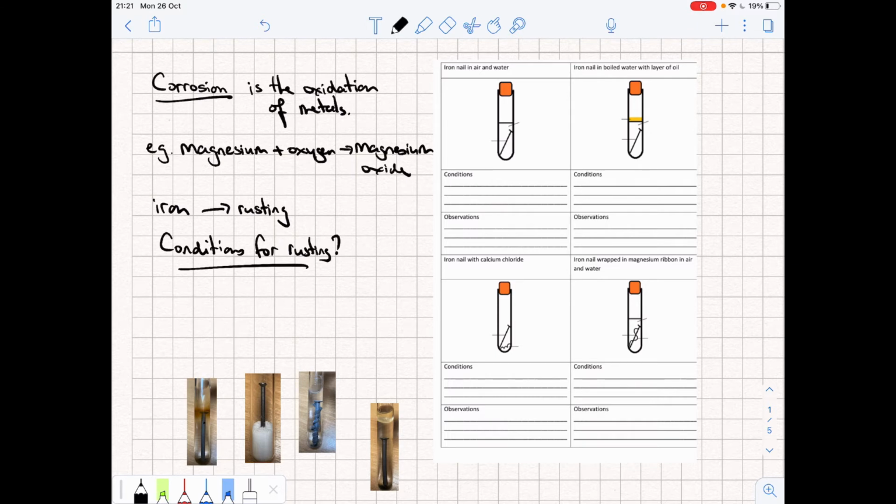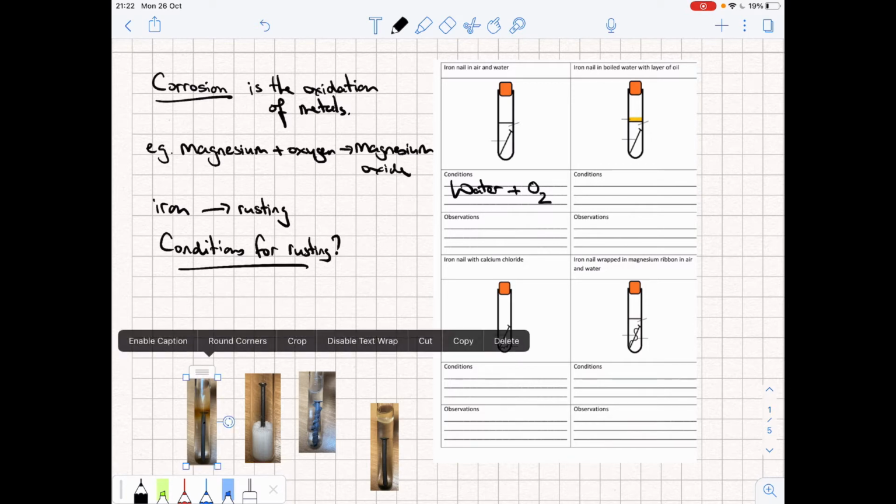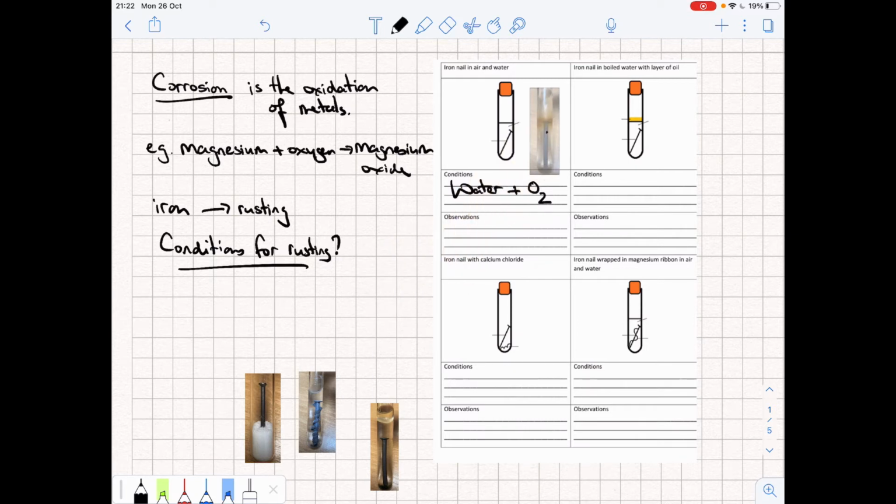Okay, so we've got 4 experiments here, as you can see. Let's have a look in this first experiment. The conditions are that we've got water present, and we've got oxygen that's been dissolved in the water. So we've got O2 because oxygen is present. This is a picture showing you the result after a week. You can see that we are getting rusting forming, and at the bottom of this tube the rust is starting to pile up as it flakes off. So the iron is rusting in the presence of water and oxygen.